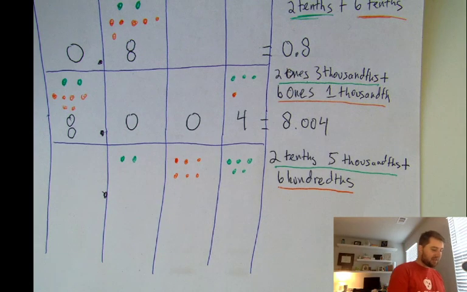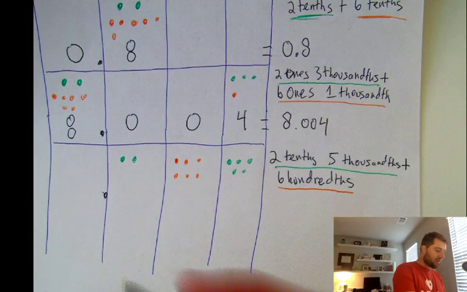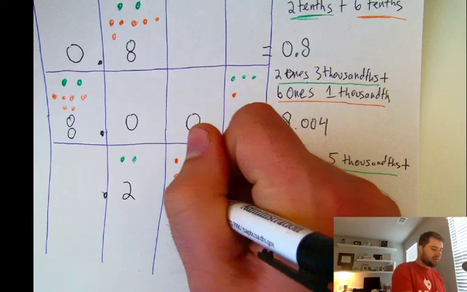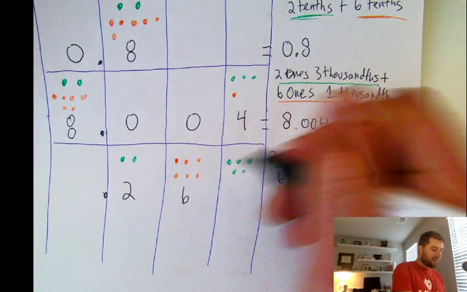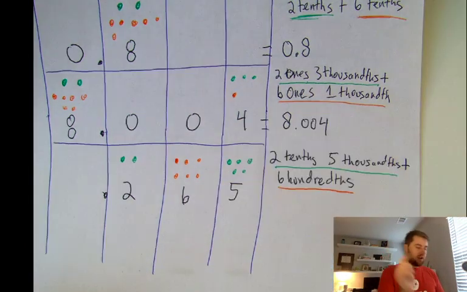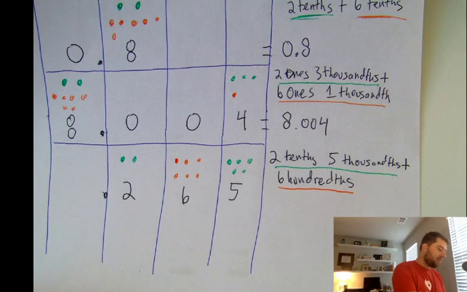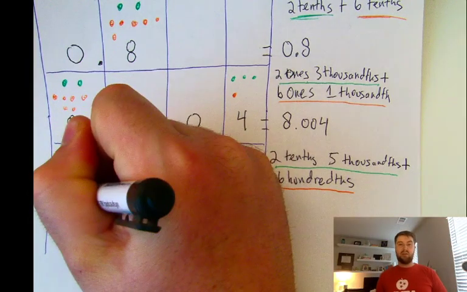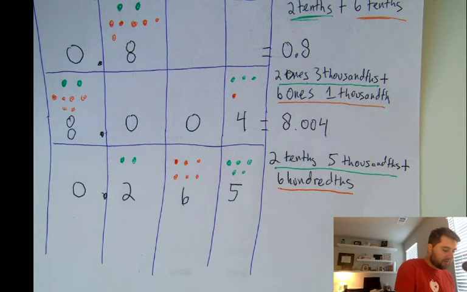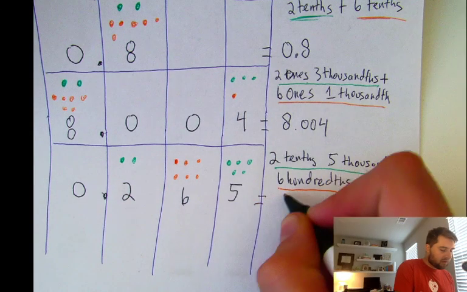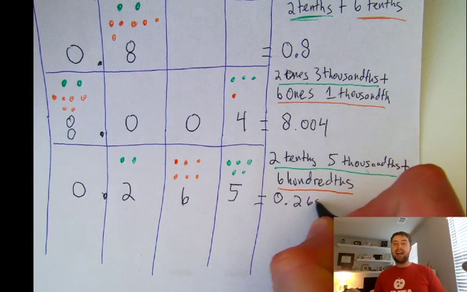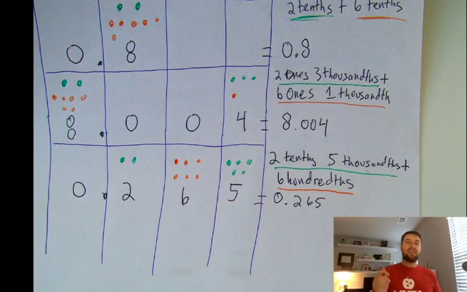There's not much adding because each column only has those dots from that one color. So there's 2 in the tenths place, 6 in the hundredths place, and 5 in the thousandths place. Now just as a placeholder, just to keep everything all lined up, we do like to add that 0 in the ones place if there's nothing in the ones place already. So our answer is 0.265, which we read, of course, as 265 thousandths.